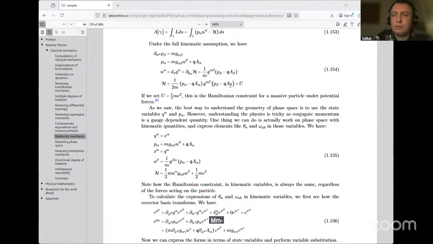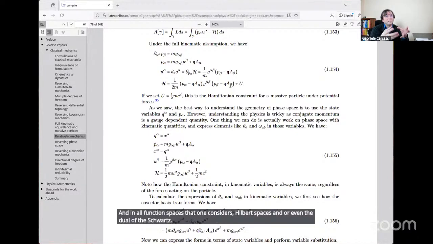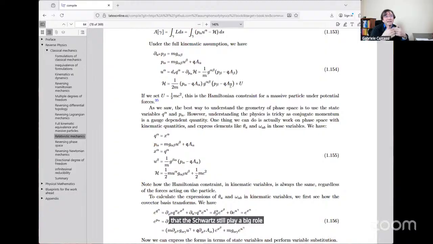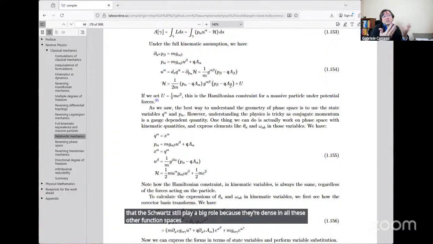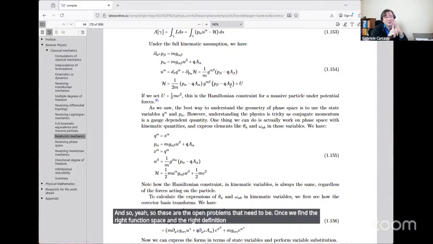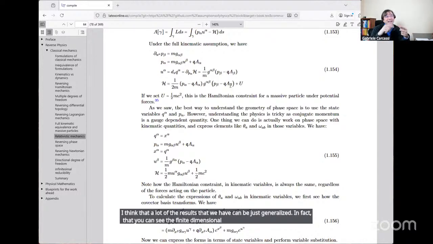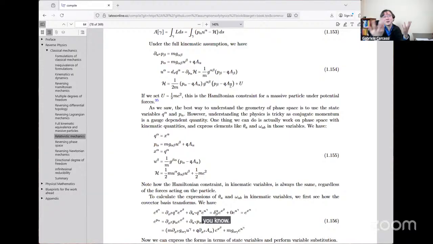And in all function spaces that one considers, Hilbert spaces or even the dual of the Schwartz, the Schwartz functions still play a big role because they're dense in all these other function spaces, and so everything else is just a limit of these things. So these are the open problems. Once we find the right function space and the right definition of measure, which I think is going to be something simple like a cylinder measure, I think a lot of the results that we have can be just generalized. In fact, you can see the finite dimensional case as a particular case of this more general case, which is actually what I would like.